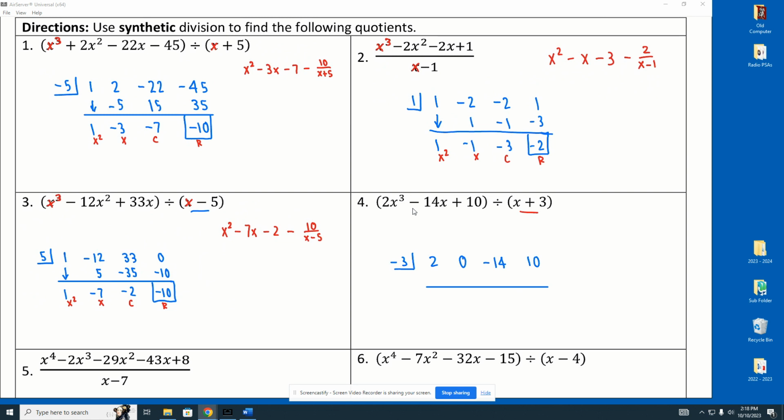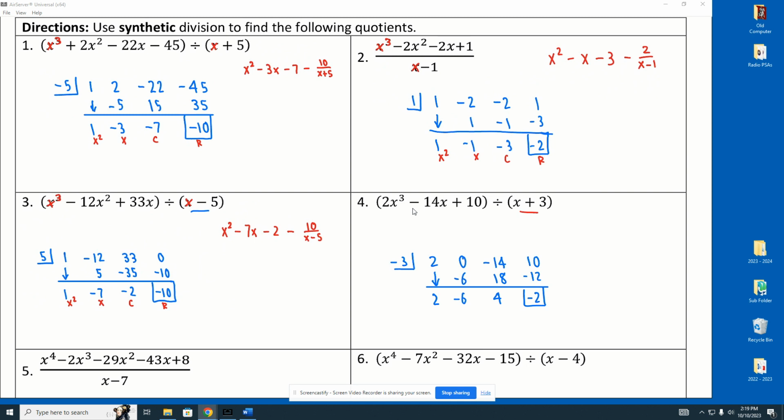Okay, we're done. We're ready. Bring down that 2. Negative 3 times 2, negative 6. 0 minus 6, negative 6. Negative 3 times negative 6, positive 18. 18 minus 14, 4. Negative 3 times 4, negative 12. And 10 minus 12 is negative 2.